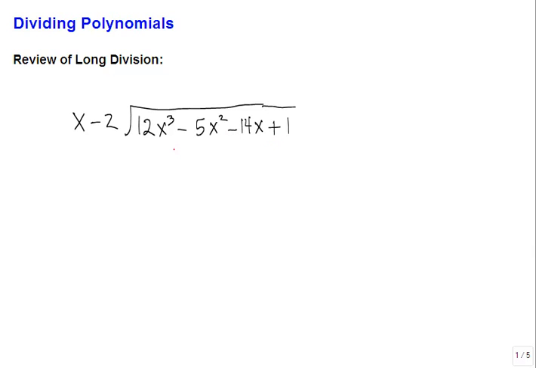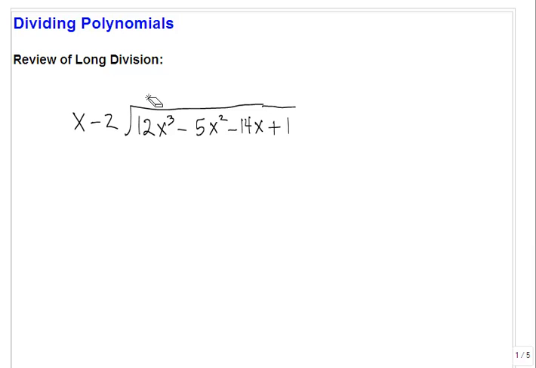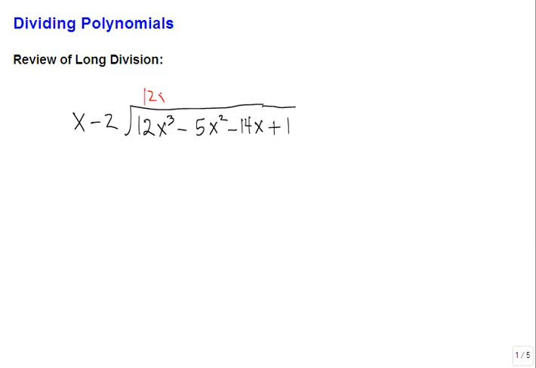Once it is set up correctly, we're going to take our divisor, which is this quantity on the outside, and we're going to think about x times what would give me 12x cubed? Well, we know that we would need a 12 and we would need an x squared. So we're going to write that up on top, and now what we're going to do is multiply that 12x squared across to both of these terms in our divisor. So make sure you distribute it across. So this would become 12x cubed, and minus 2 times 12x squared becomes minus 24x squared.